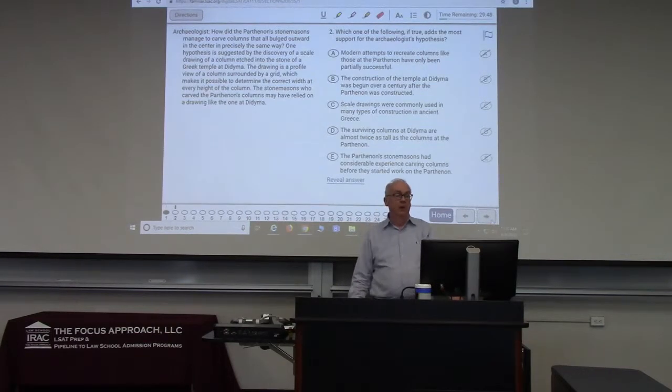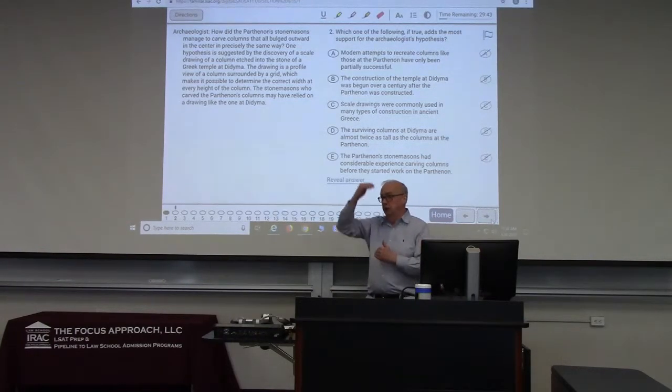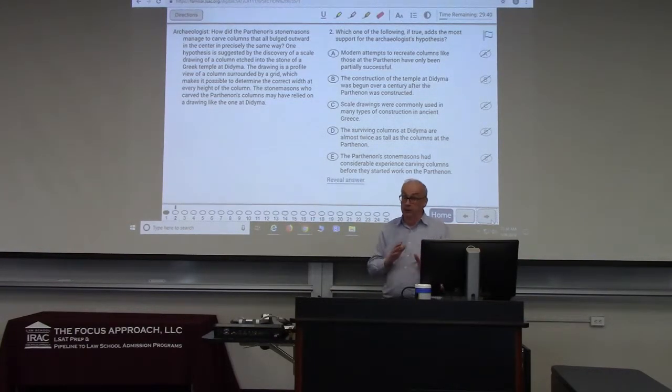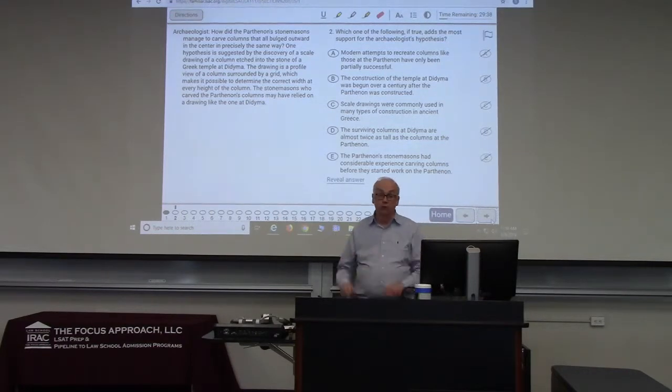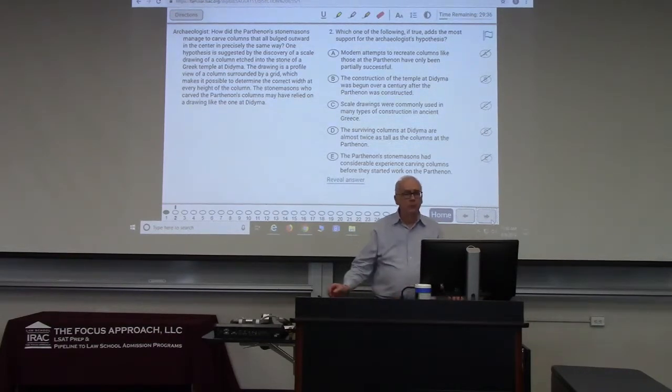Question number 2. Issue, you're gonna read the top right. Again, this is a new format. On the paper format, the issue is beneath the rule, right? On the digital format, it's off to your right. You have to train your eye. Question number 2. Which one of the following, if true, adds the most support for the archaeologist's hypothesis?